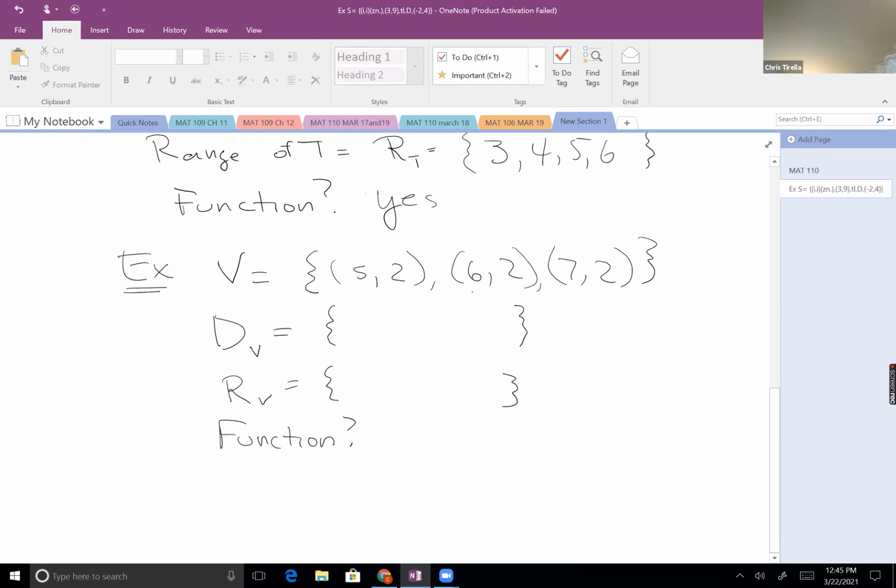Is everybody getting the domain? The X values are 5, 6, 7. The range, the Y values, they're all 2. So there's only one element of the range, 2. And if I ask if it's a function, I notice each X value occurs only once, so yes, it is a function.